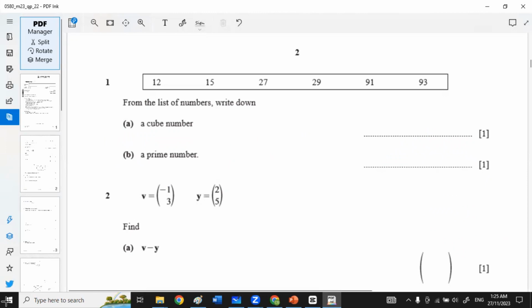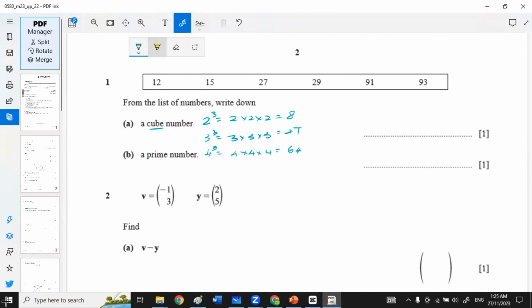Question number 1. From the list of numbers, write down the cube number. Okay. A cube number is when you take a number and times it by itself 3 times. For example, 2 cubed equals 2 times 2 times 2, that's equal to 8. 3 cubed is 3 times 3 times 3, equal to 27. Or 4 cubed is 4 times 4 times 4, equal to 64. So these are the cube numbers. From the list, it will be 27.